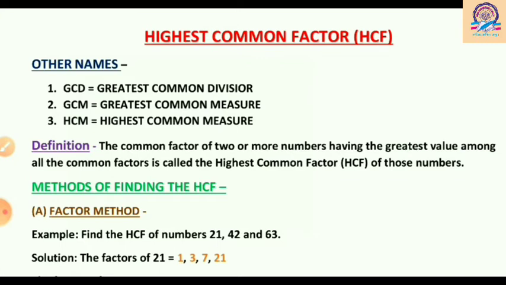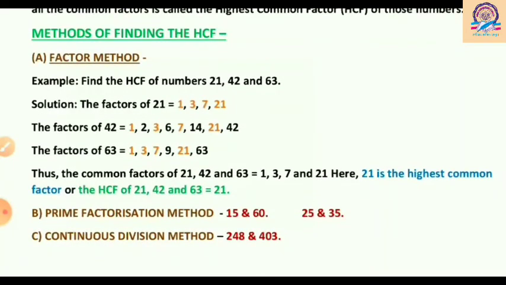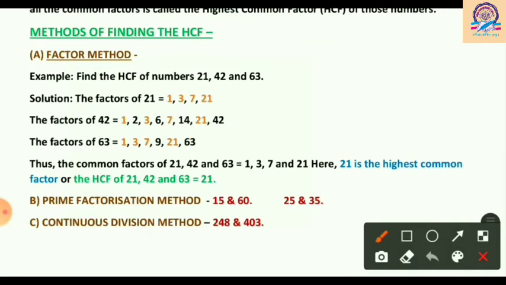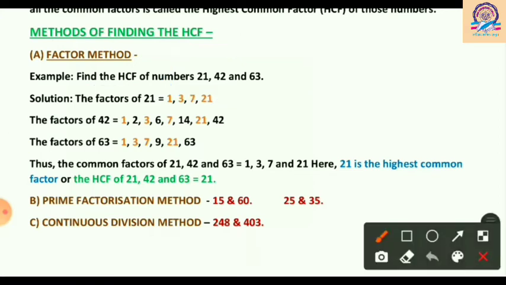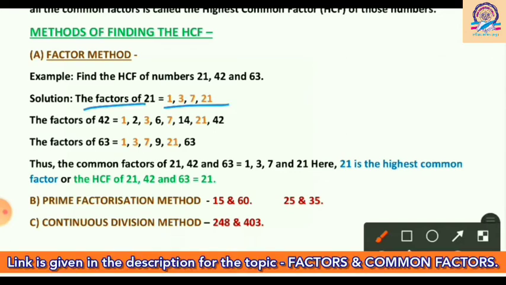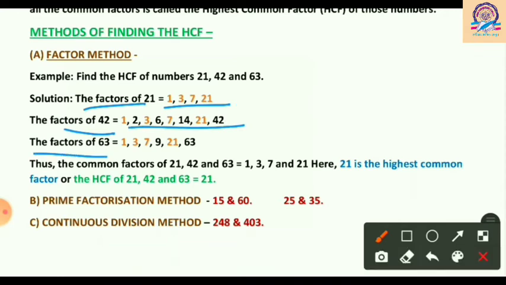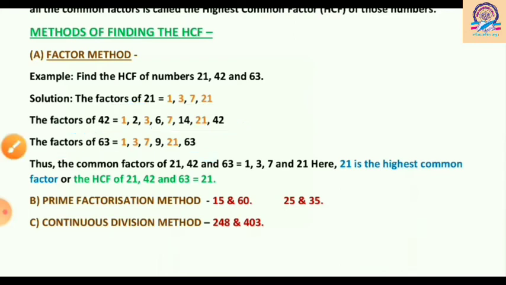So at first, for the understanding of HCF, we have to come to an example. So here I have taken one example. Find the HCF of 21, 42 and 63. Okay, we don't know about the HCF yet, but through this example we will try to understand. So first we will write the factors of 21. So these are 1, 3, 7 and 21. Factors of 42: 1, 2, 3, 6, 7, 14, 21 and 42, and factors of 63 are 1, 3, 7, 9 and 21.